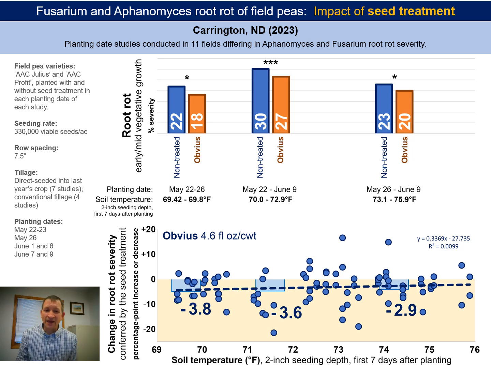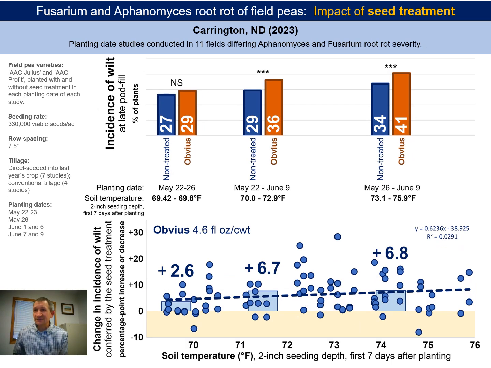Now look at the average soil temperature in the 7 days after planting. We're looking at soil temperatures from 69 to 76 degrees Fahrenheit at seeding depth in the first 7 days after planting. This is unbelievable. And so what you're seeing, we did see a reduction in root rot severity. Again, Obvious has some degree of efficacy against fusarium, and you'd expect that under these conditions. And that was consistent irrespective of soil temperature. But look what happened to the wilt.